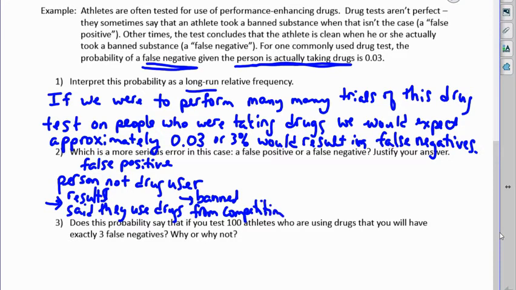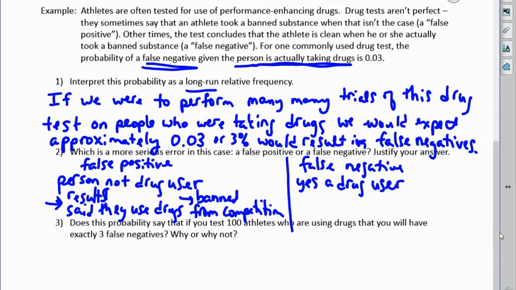Okay, then let's think about a false negative. Yes, a drug user. This was not realized because the results said they were clean, so they got to compete. They continued to compete.